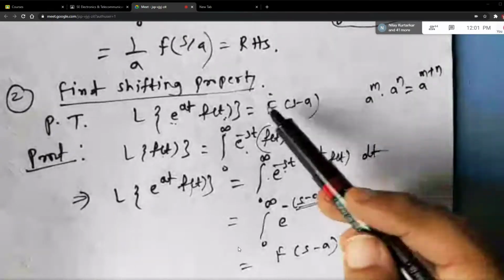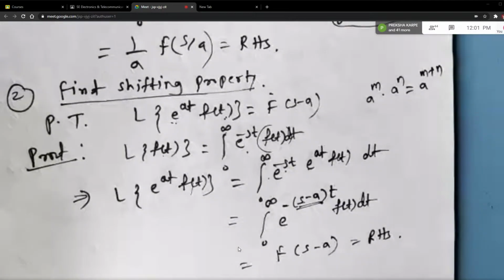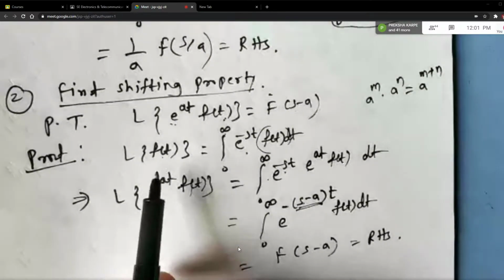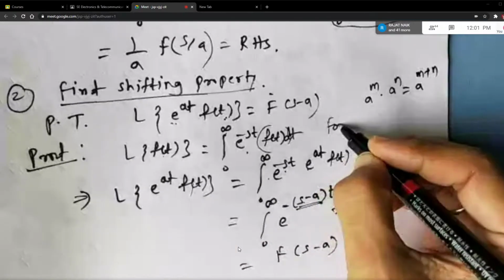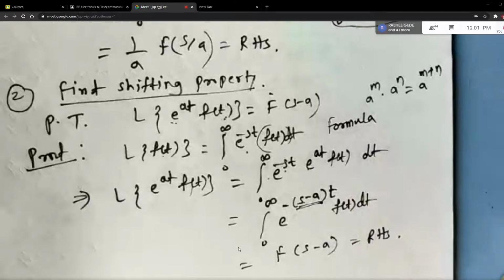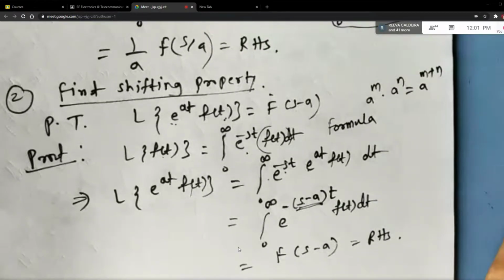From where do you get s minus a? From the power of e. Okay, so we have used this formula while solving problems, but now we are doing the proof of this formula. Okay, so see the proof of this. First step is the formula, right? This is your formula. L of f of t is equal to integral from 0 to infinity e raised to minus st f of t dt. So this formula should be at the tip of your tongue.